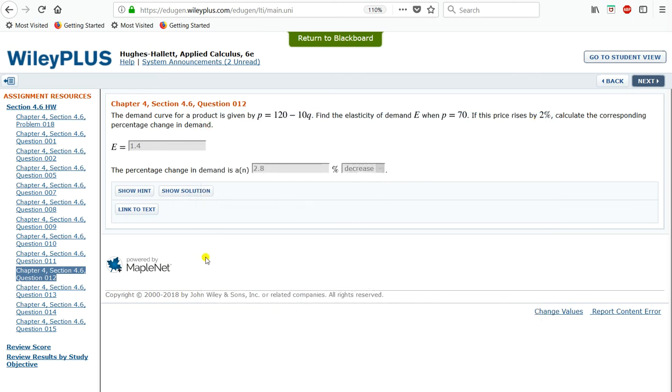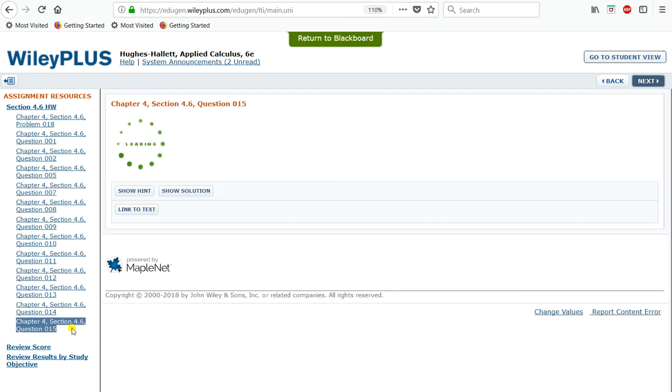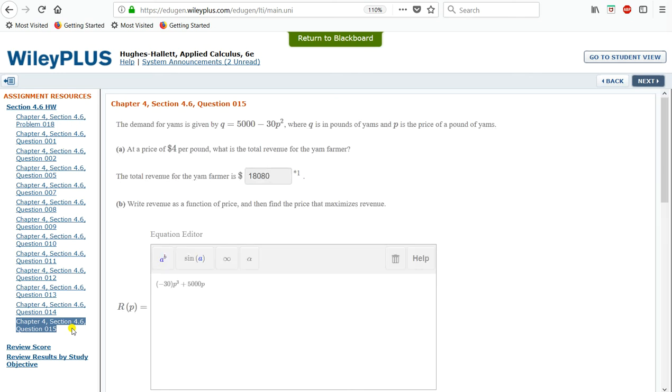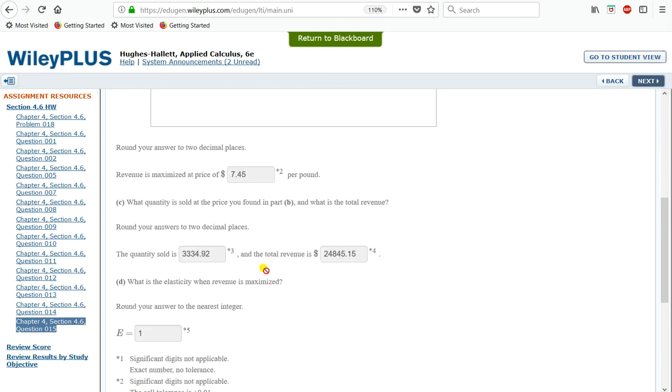Okay, next problem for this section is 15. The demand is given by this equation. Q is in pounds of yams, and P is the price per pound. At the price of $4, what is the total revenue for the farmer?